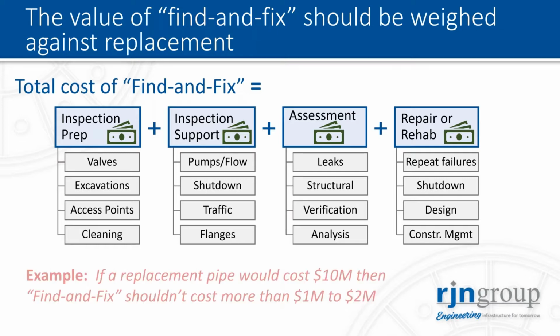So for example, if you had a transmission main that was a new replacement pipe that the cost estimates showing it would cost about $10 million to replace it, then the find and fix process really shouldn't cost more than $1 million to $2 million. And this is about a 10 to 20% equivalent. And this is typically the threshold that I see working with utilities. Once you start to get above that 10 or 20% number, people would rather put that money towards replacement and get a new pipe rather than try to fix the old one.